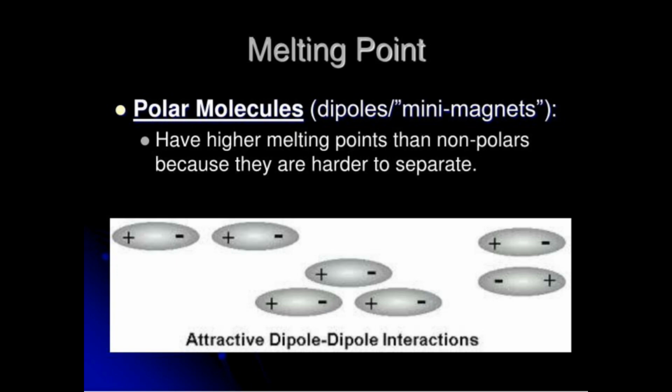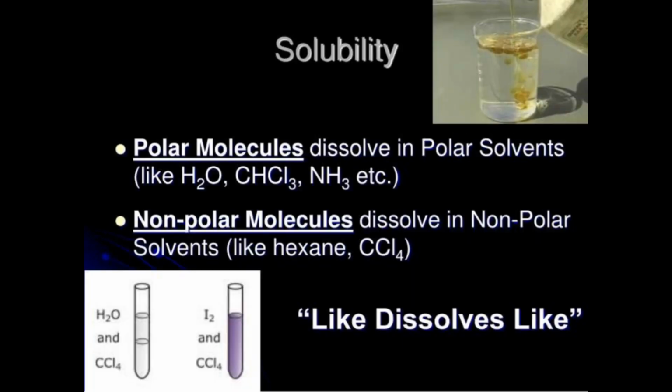Now for polar molecules, however, they might have a slightly higher melting point than the non-polar molecules because they are harder to separate. There is an active dipole-dipole interaction which will require energy for it to be broken. So polar covalent compounds, e.g. HCl that we mentioned, have slightly higher melting and boiling points than non-polar molecules.